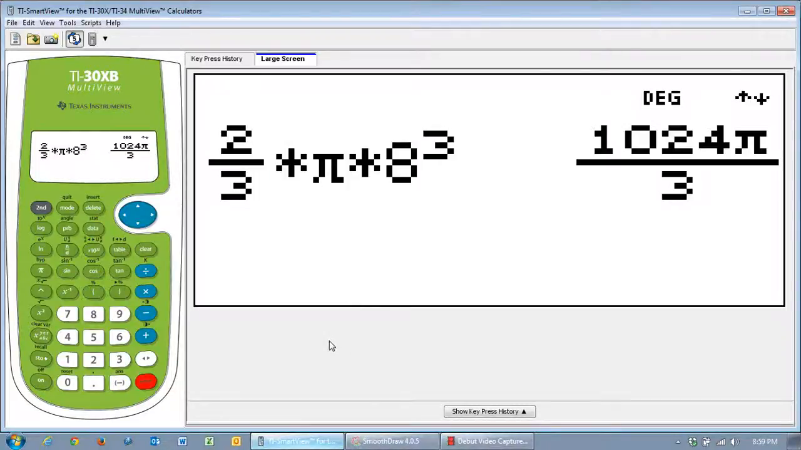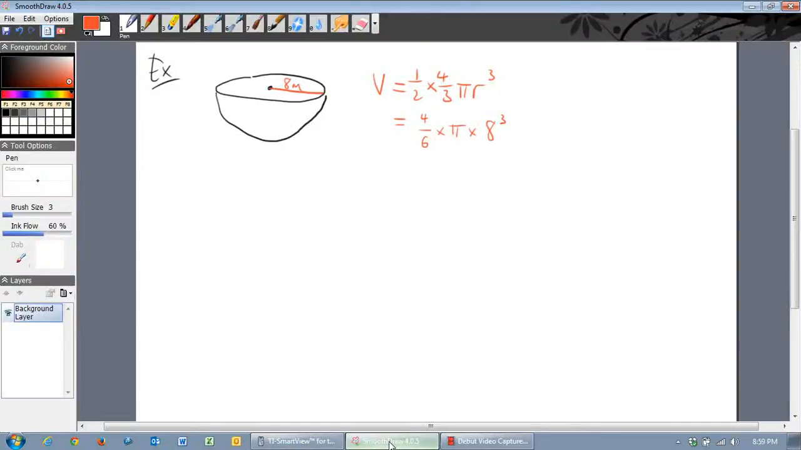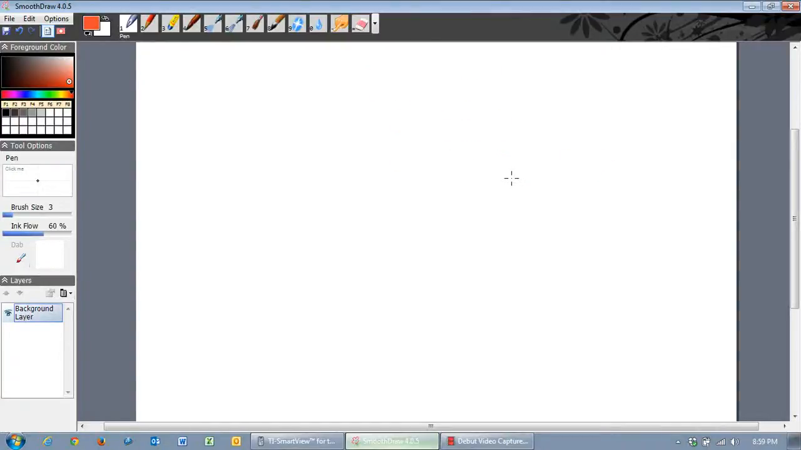And there you go, it's giving you the exact answer, which is 1024 pi on 3. 1024 pi over 3. And that's your exact answer. We're doing a Year 10 question, so I like that. And our unit of measurement is meters cubed. Beauty. There you go, there is the volume of half a tennis ball. Let's go and do a cone or something like that.